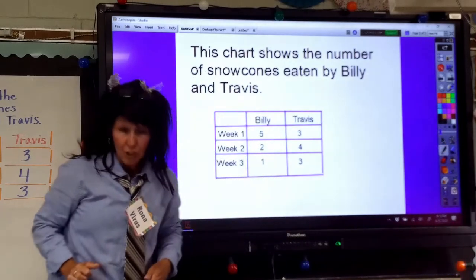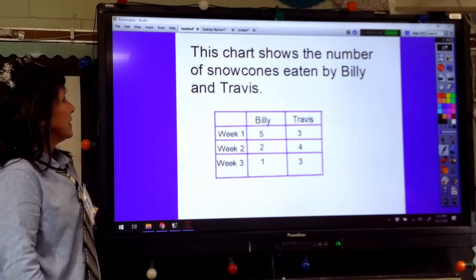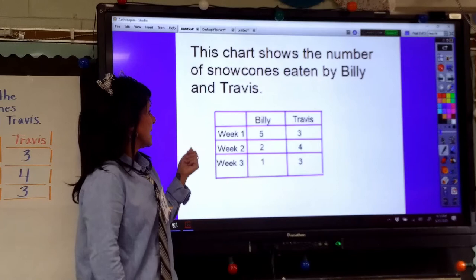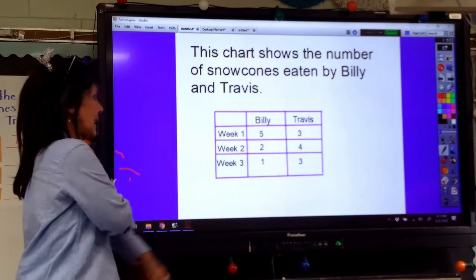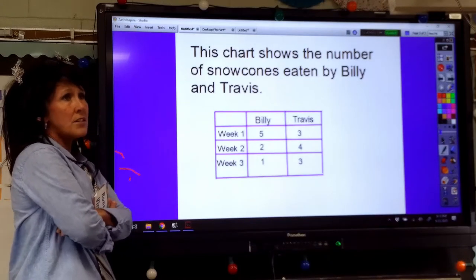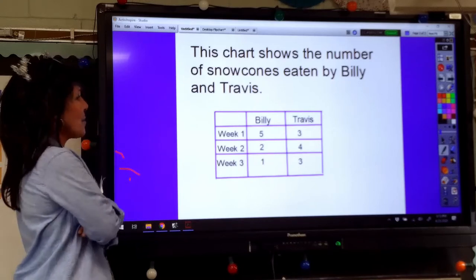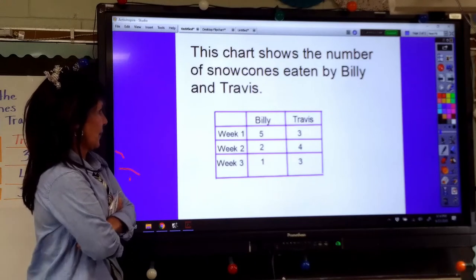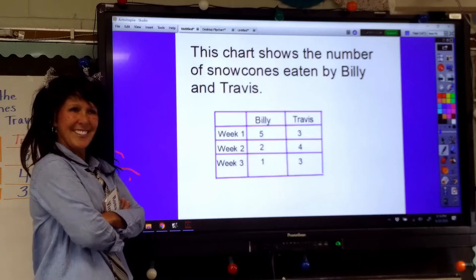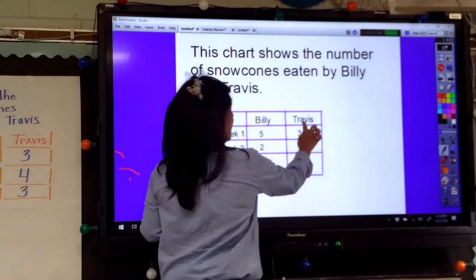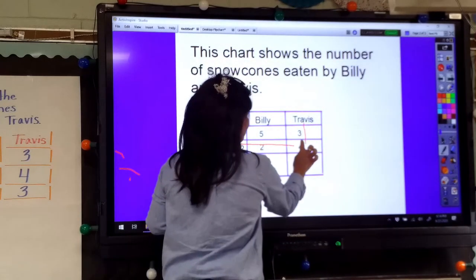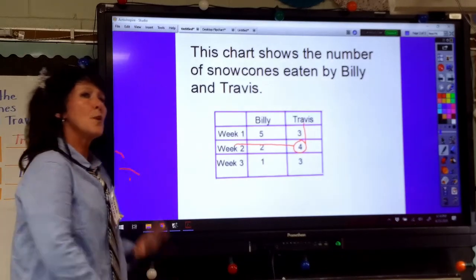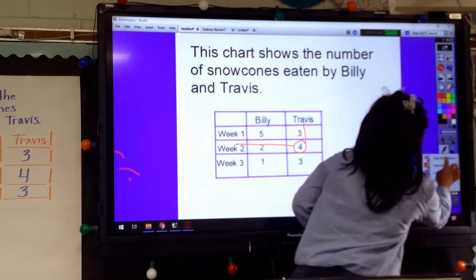So let's look at a chart with some information. The problem says that this chart shows the number of snow cones eaten by Billy and Travis. Now, first thing I want us to do is review how to read a chart. Just for practice, how many snow cones did Travis eat in week two? Hold up your fingers if you know the answer. Good job. So we look under Travis and week two, and we see that Travis ate 4 snow cones the second week. Okay, I just wanted to review finding your information from a chart.